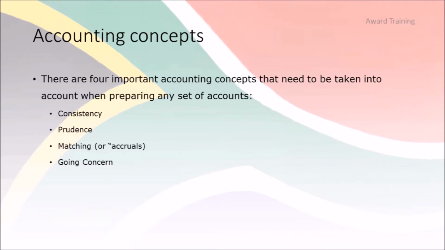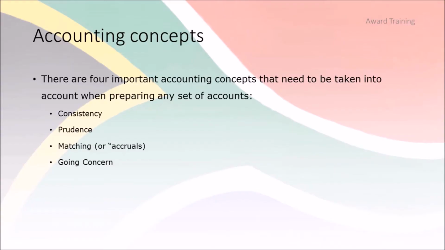Another important concept in the accounting process is what we know as GAAP, Generally Accepted Accounting Practice. There are 4 very important concepts that you have to take into account. The first being consistency. Your valuation methods need to be consistent from year to year. For example, when you depreciate your vehicles, if you start with the cost method and you write off your vehicles over 5 years, the following year you may not change to the diminishing method.